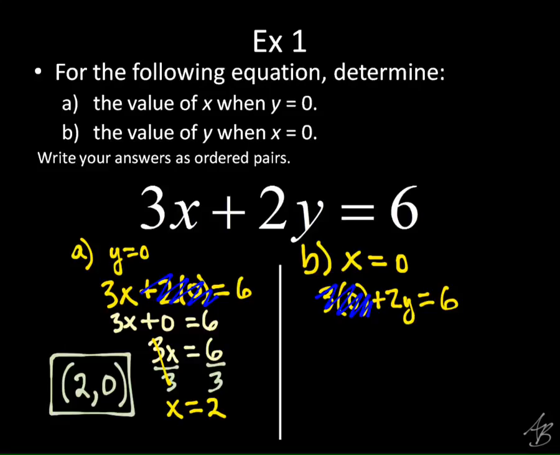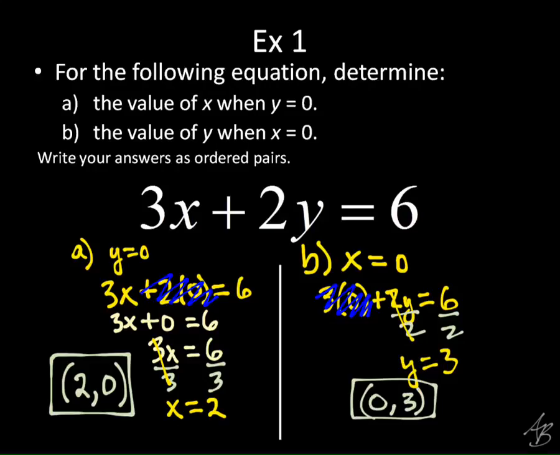So how do I solve for y? Divide by 2. And when those 2's cancel each other out, we get y equals 3. How do I write my answer as an ordered pair then? X first. Yeah, x comes first. So be careful on this. This is why we write it down. What does x equal? 0. What does y equal? 3.